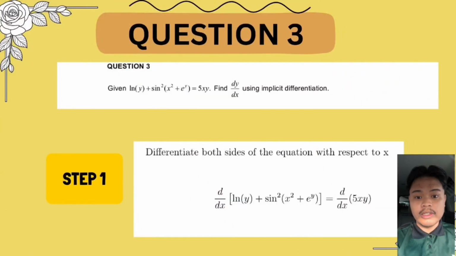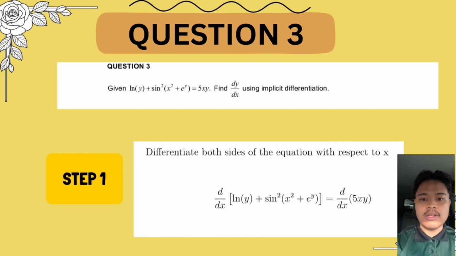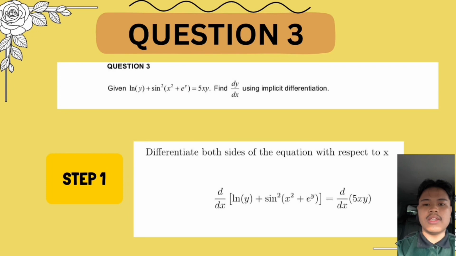Thank you. So without further ado, I will go to question 3 for my part. The question is: given ln y + sin(x² + e^y) = 5xy, find dy/dx using implicit differentiation.